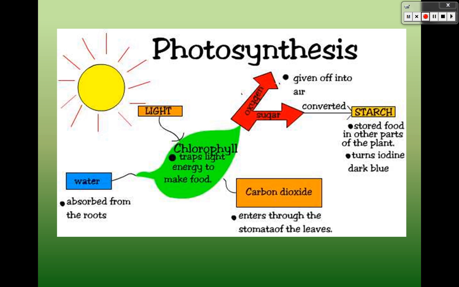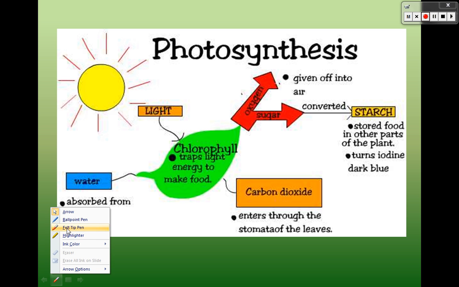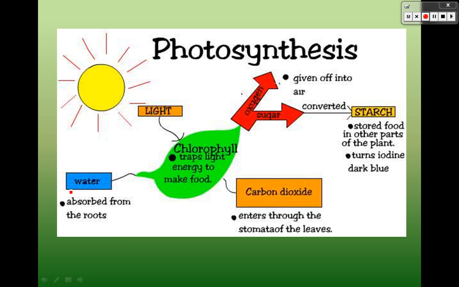All right, so a brief recap of photosynthesis that you learned in the last set of notes. So we have water, and that water is always absorbed from the roots. That's where plants get water. It comes in through their roots. And then light energy from the sun, which gets trapped by the chlorophyll. And then carbon dioxide goes in through the stomata of the leaves. So all of this is going into the plant.